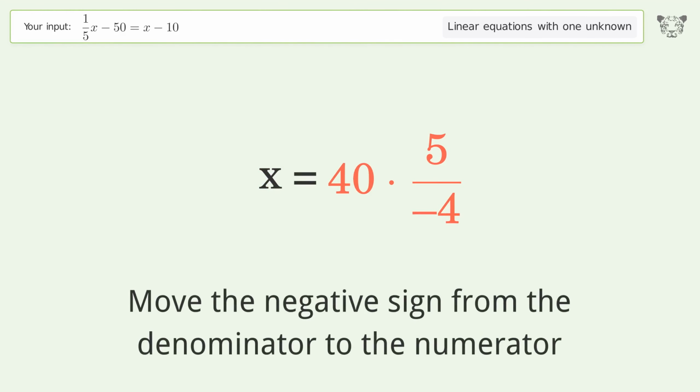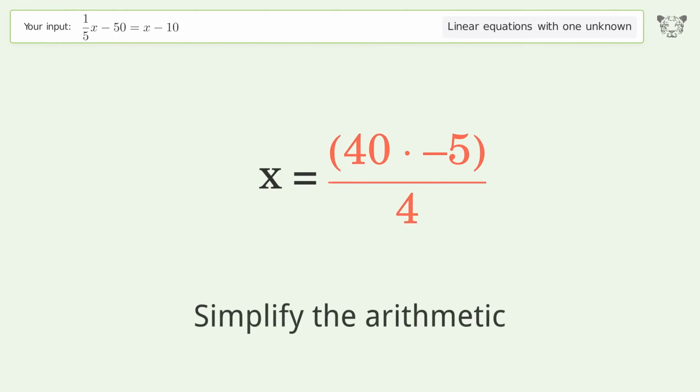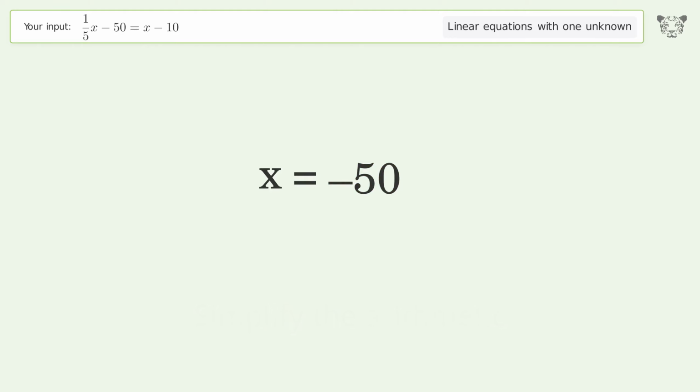Move the negative sign from the denominator to the numerator. Multiply the fractions. Simplify the arithmetic. And so the final result is x equals -50.